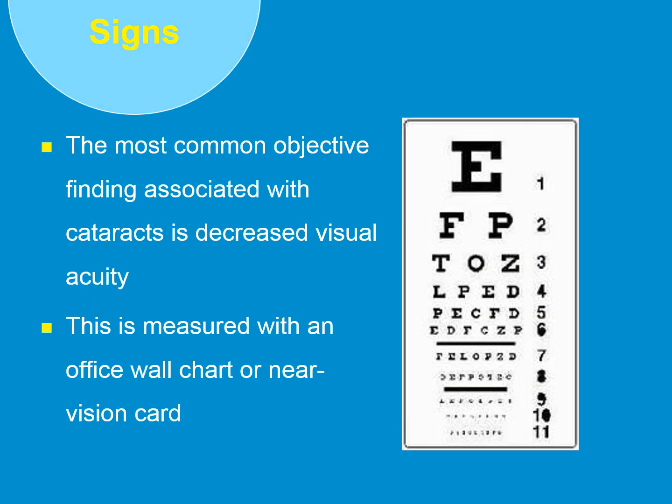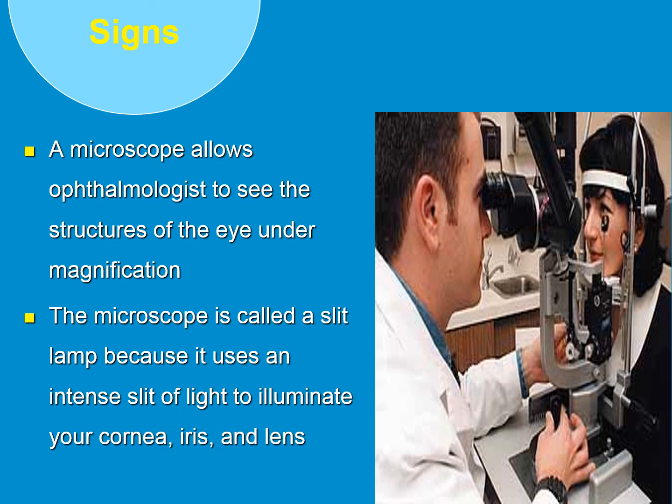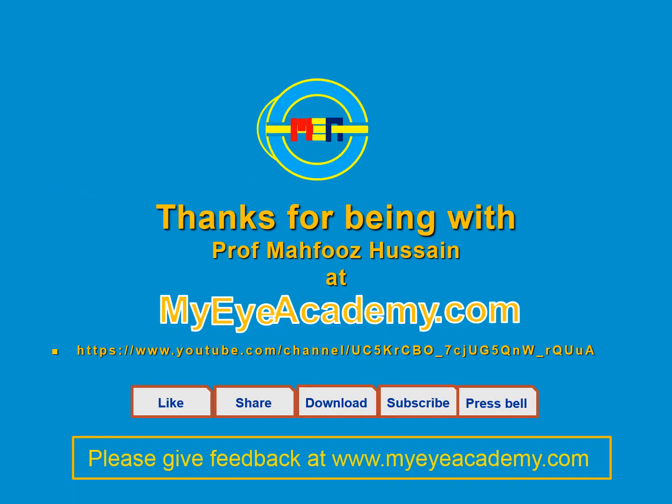Signs. The most common sign is the decrease in the visual acuity, and we measure it with the Snellen's chart in the clinics. The slit lamp allows you to see the cataract. With the help of the slit of the slit lamp, you can see whether the cataract is capsular, subcapsular, cortical, or nuclear sclerosis. So that's the way we see the cataract, and we classify the cataract by its location and maturity.